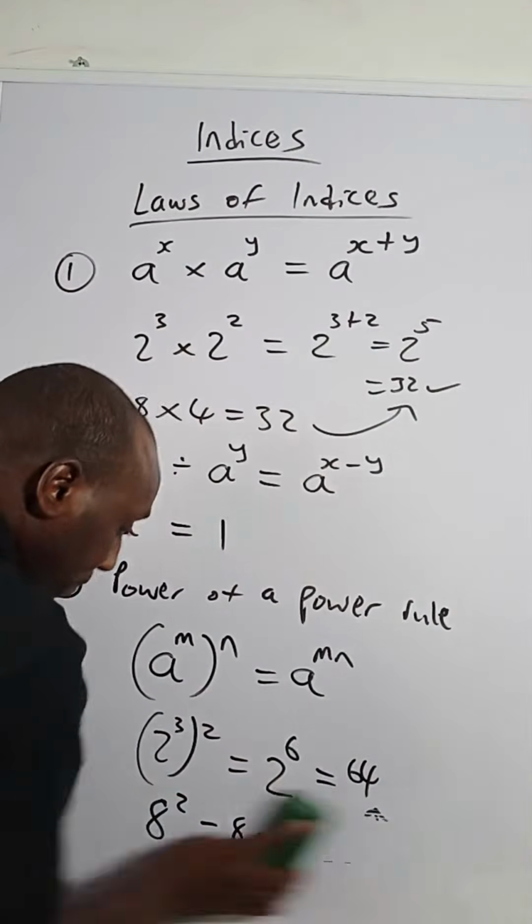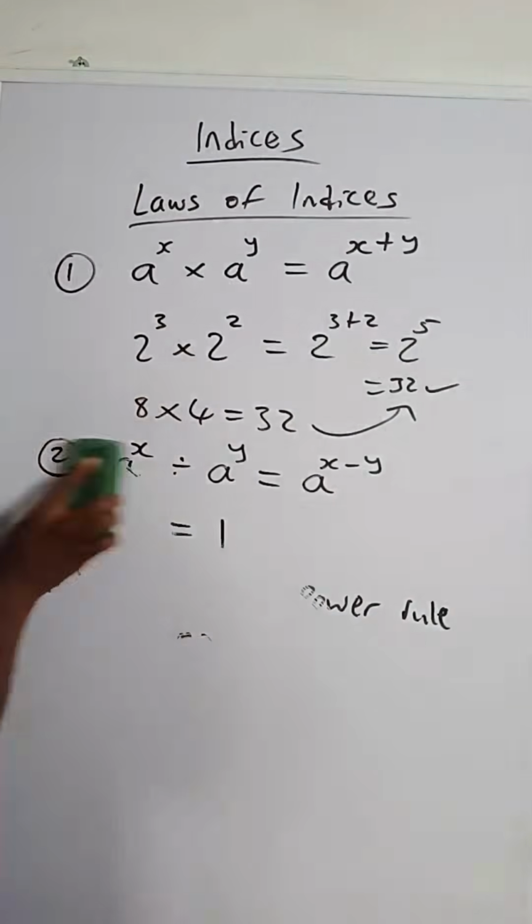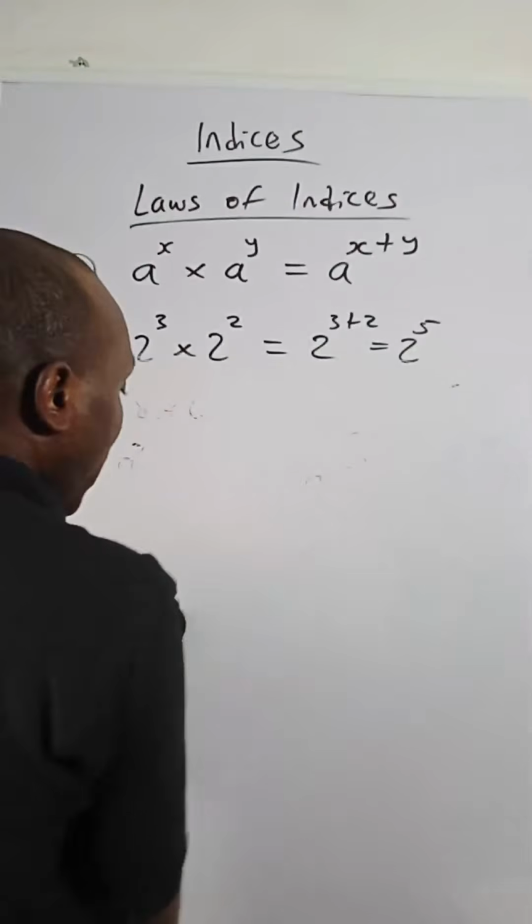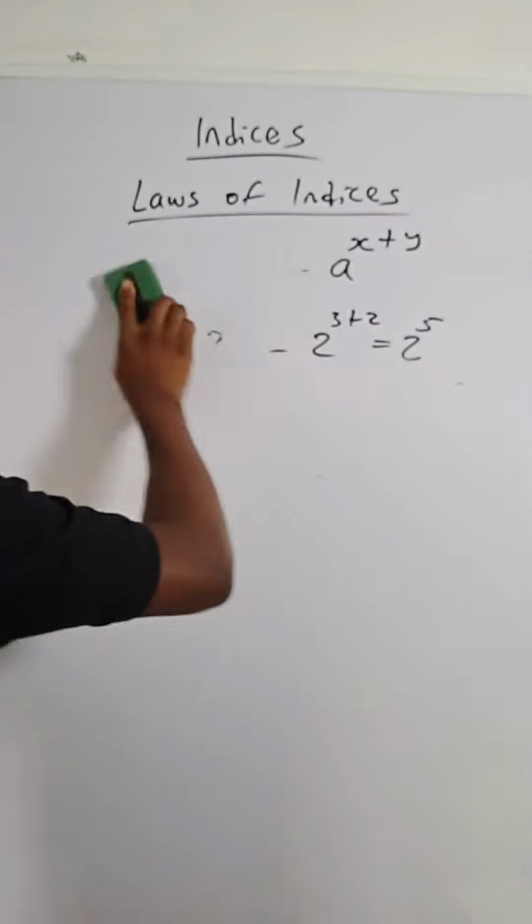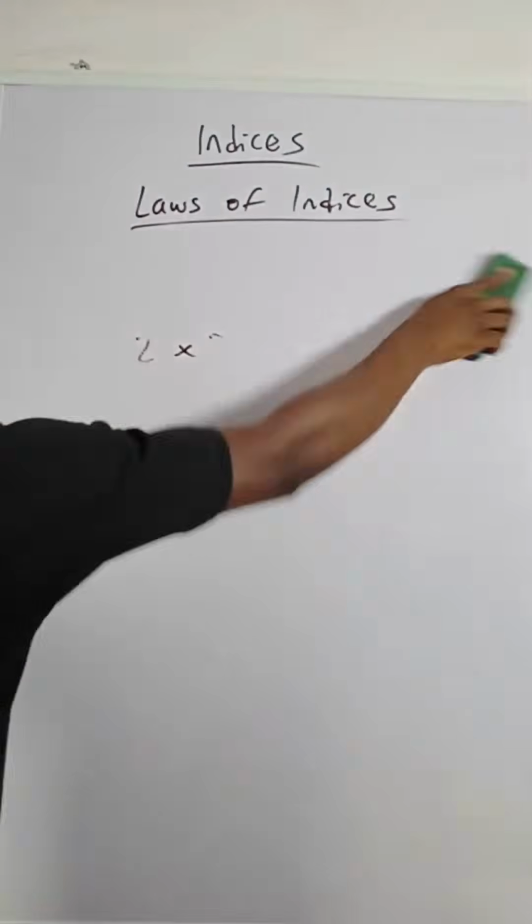Okay, so let's move on. We stopped at the power of a power rule. We'll continue with number 5.